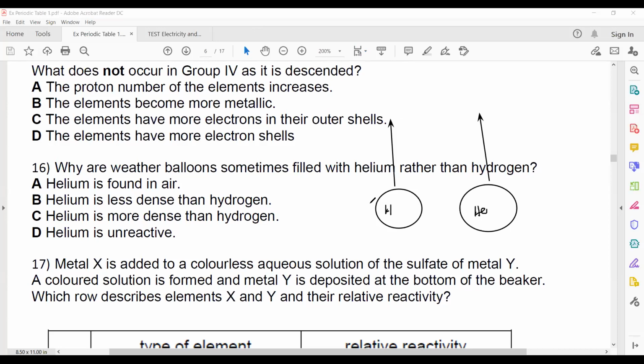Why do we use helium? Because hydrogen is reactive, hydrogen can catch fire, it's flammable, whereas helium is unreactive, does not react. So a balloon filled with hydrogen will rise. The balloon filled with helium will also rise. Both are lighter than air, both balloons will rise, but because hydrogen is flammable, it can catch fire. That's why a balloon filled with helium is suitable. And when you compare the density, hydrogen density is less than helium density.